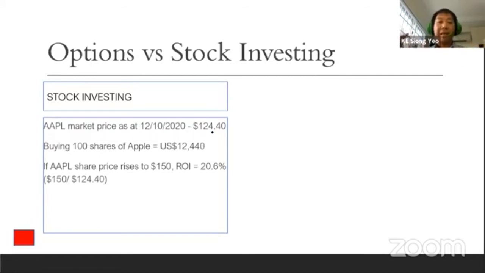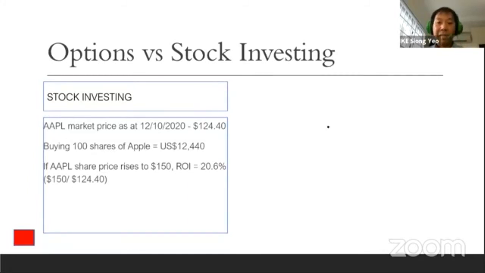Now, let's just say you buy Apple because you are bullish about the stock. You think that by the end of the year, given a Christmas rally, there's a good chance that the Apple stock will appreciate. If it does rise to $150 per share, and you sell it off to pocket the capital gains, based on ROI calculation, you are getting about 21% ROI, which is pretty good.